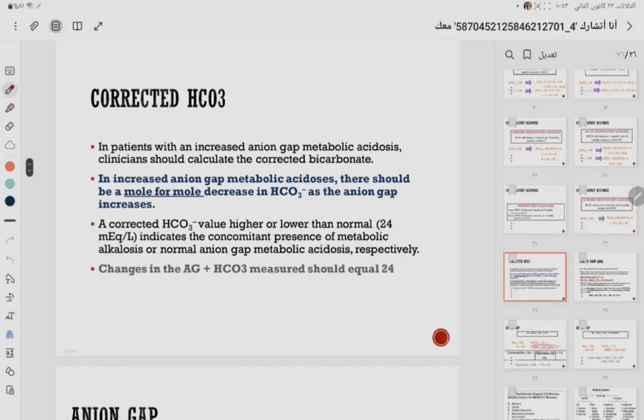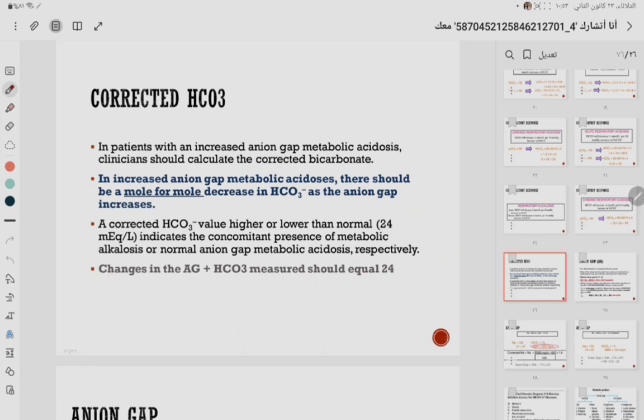Corrected bicarb in a patient with increased anion gap metabolic acidosis, or wide anion gap metabolic acidosis, the other name. We calculate the corrected bicarb because, as we said, it's calculated in the machine, it's not measured. In increased anion gap metabolic acidosis, there should be a mole for mole decrease in bicarb as the anion gap increases. So each one increase in the anion gap, there will be a decrease in bicarb by one.